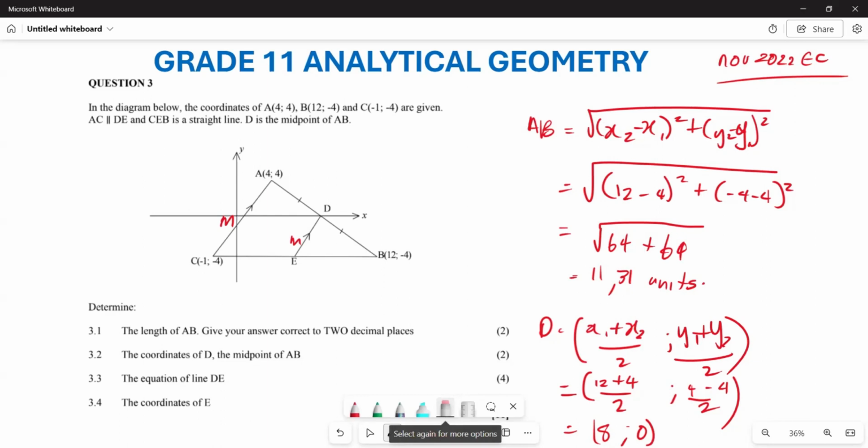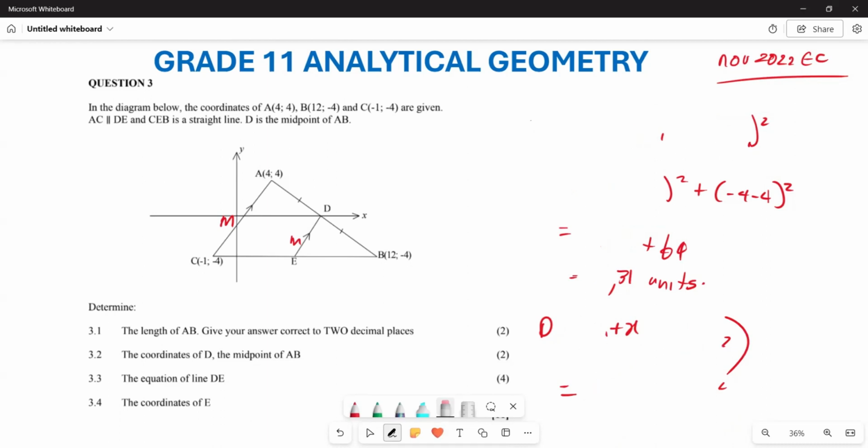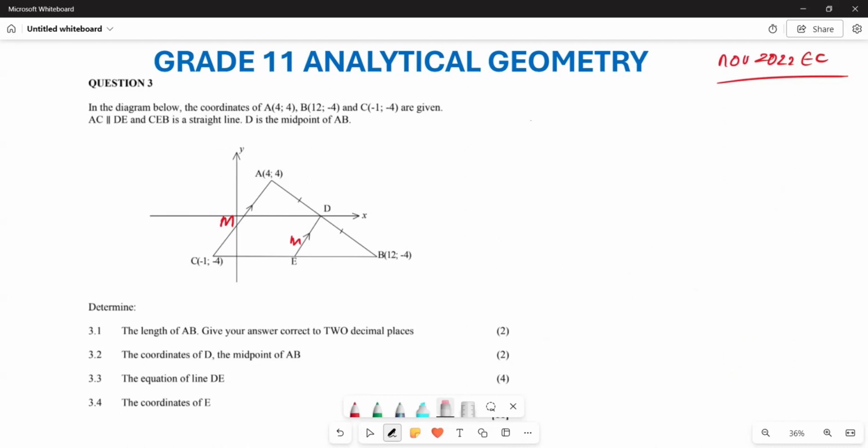Let's now move swiftly along to the next question that we are given. All right, let's just make up our space here so that you can answer the following question. Now, in the next question, what is it that they are looking for? Basically, they want us to determine the equation of the line DE. The equation of our line DE.